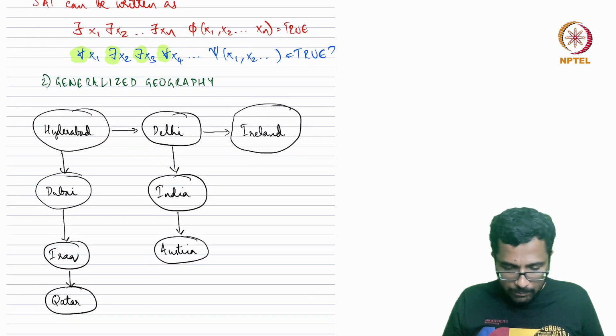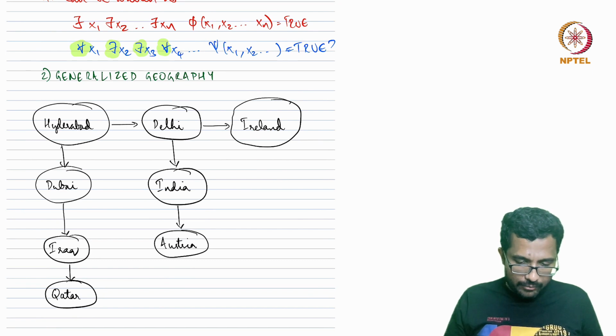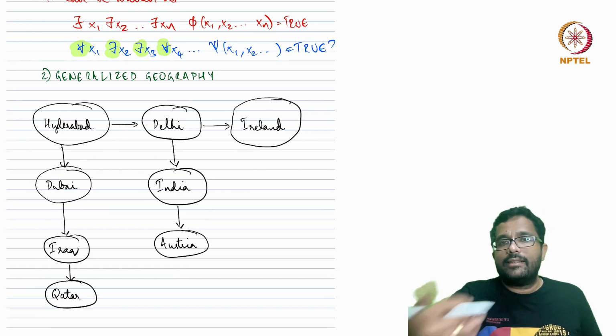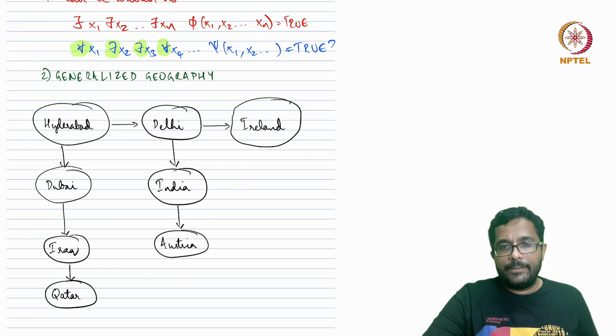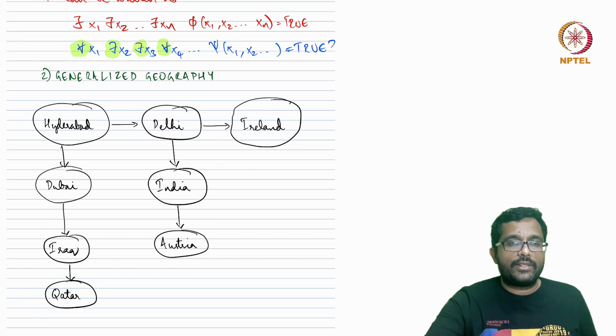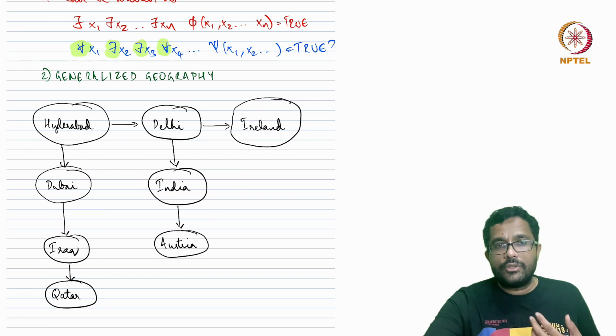The second one is a bit more fun, or a bit easier to understand. Think of a game where I say a name of a place. Let's say I say Hyderabad. Now you have to name a place which starts with the last letter of the place that I mentioned. So I said Hyderabad, so next you have to start with D. You can say Dubai or you can say Delhi.